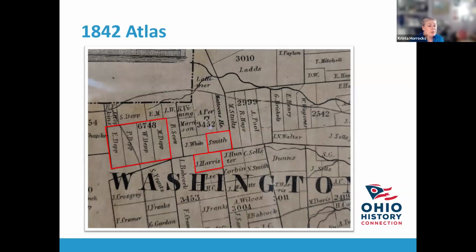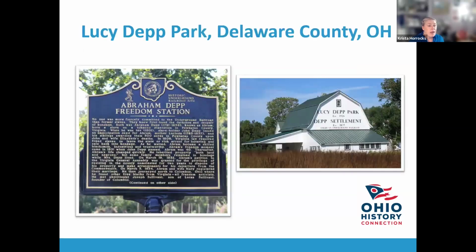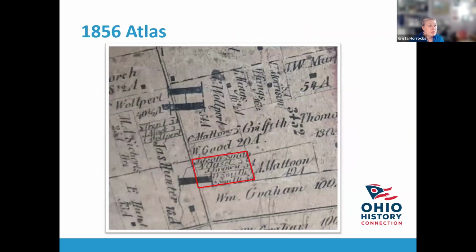Depp is a well-known African-American surname in the greater Central Ohio area. And the Depp family is memorialized just one county north in Delaware County through the Lucy Depp Park. So 14 years later, we have another atlas dated from 1856 that shows more and different African-American families in the area, including the Chisels or Chisels.